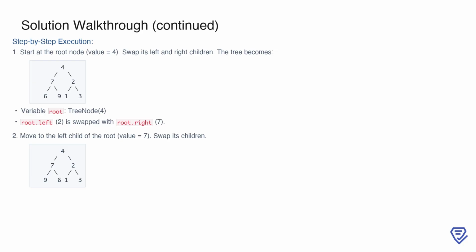Next, we move to the left child of the root, which is the node with value 7. Here, we swap its children as well. After the swap, 9 becomes the left child, and 6 becomes the right child of node 7. This completes the inversion for the left subtree of the root.